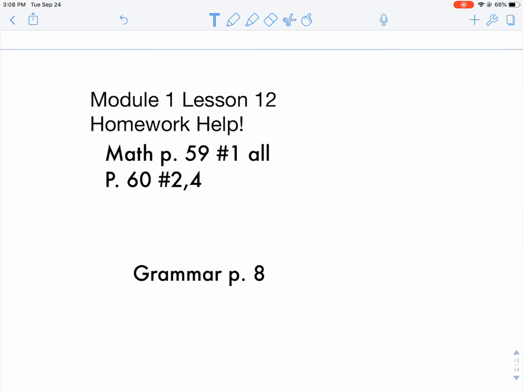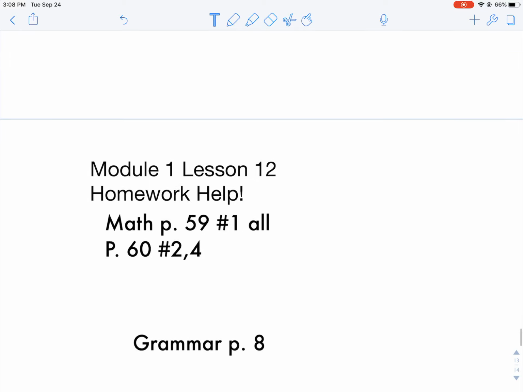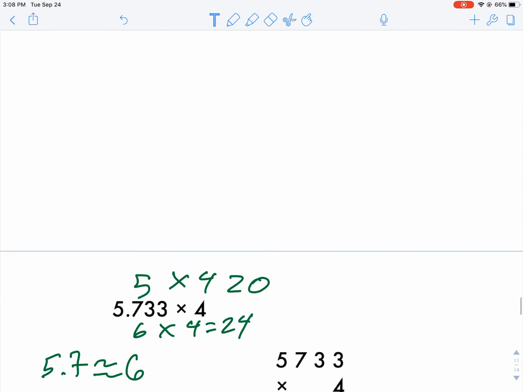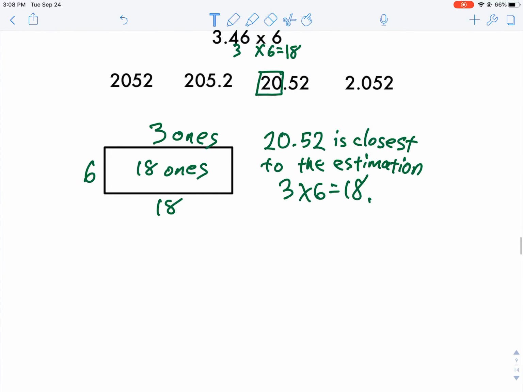Alright, so I'm coming to you with a different item. I'm hoping this works. I'm using a different tool to show you Module 1, Lesson 12, Homework Help. There's a homework, and I'm going to go back in this and explain a couple things.